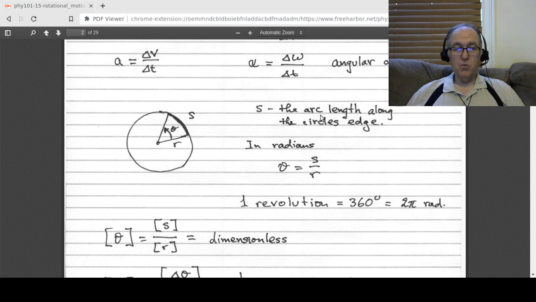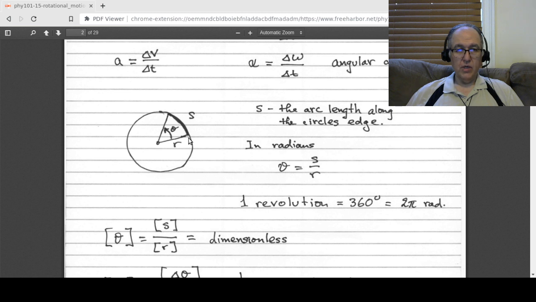So whatever that s is, we'll call that an arc length, okay? And the circle has a radius r. This angle theta here is simply defined as, in radians, the arc length s divided by r, okay? And I think that makes sense. The bigger s is, the bigger theta is going to be, okay?